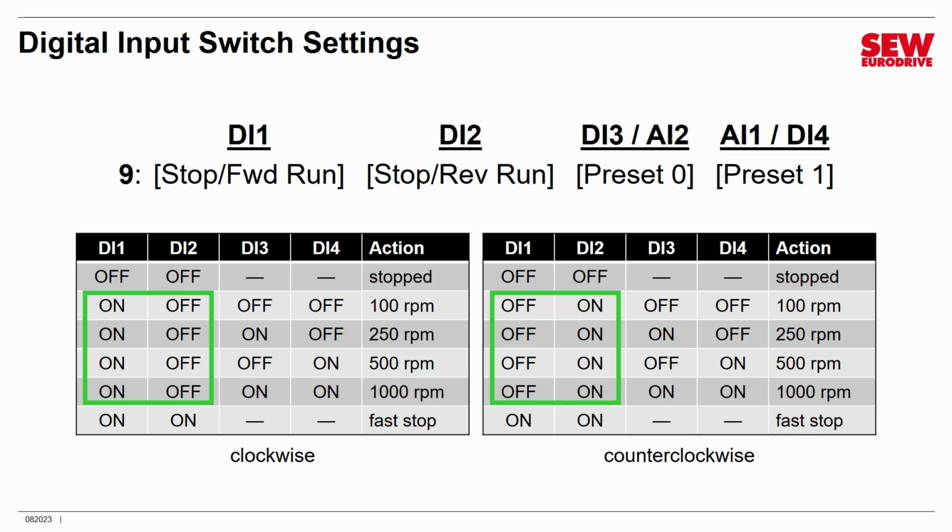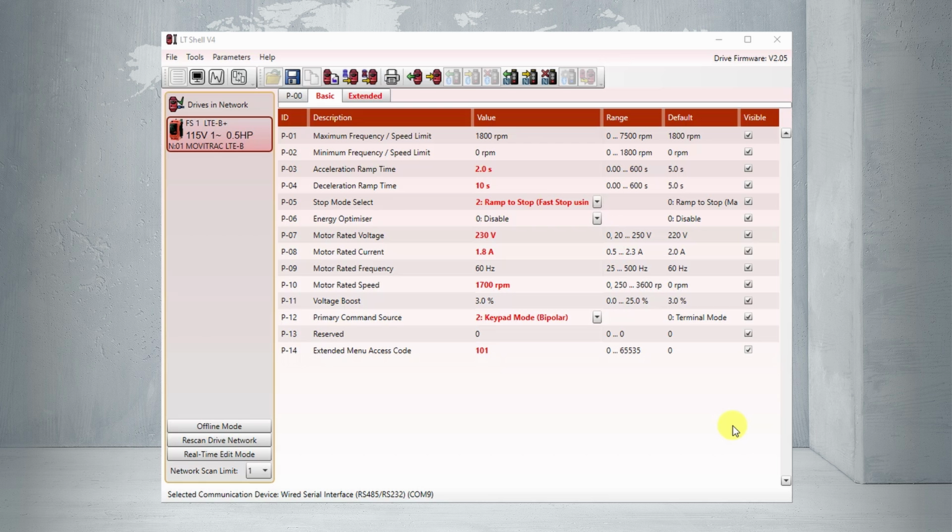So let's go into LT Shell. I'll configure my drive, get it ready to run, and then we'll test all these combinations out. All right, as you can see, I've got LT Shell started and I've scanned into my drive, so I'm ready to go ahead and get it configured. It's all set the way it was in our last session, so nothing's changed since you last saw it.